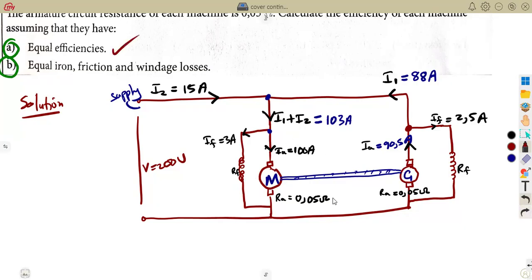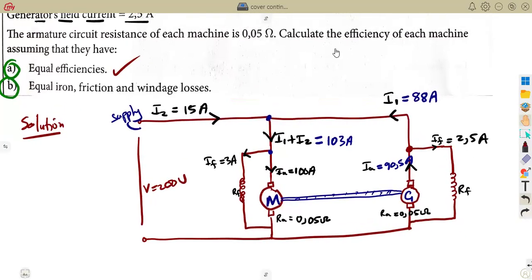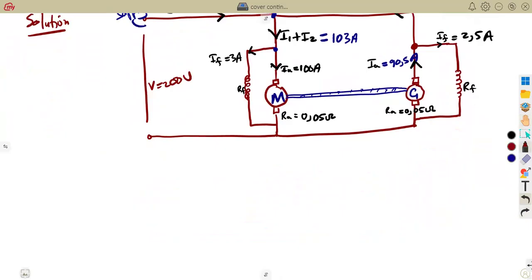On the first part, the question was to determine or to calculate the efficiency of each machine, assuming that they have equal efficiencies. So guys, you are calculating efficiency and they are telling you that they have equal efficiencies. What does it mean? It simply means the efficiency of the generator and the efficiency of the motor are the same. These two are equal. That is the first part that you're given.